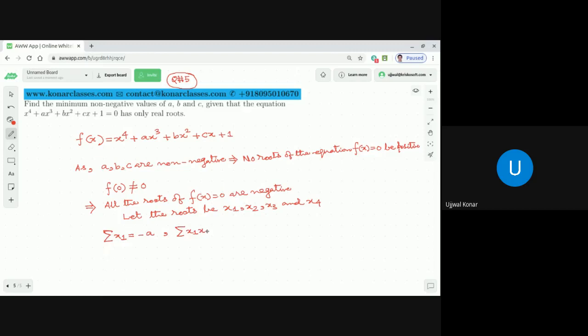And what can we write then? The sum of the products of these roots two at a time should be equal to b, if you remember the relationship between the roots and coefficients. And similarly, the sum of the products taken three at a time should be equal to minus c. Correct, no? And finally, x1 into x2 into x3 into x4 should be equal to 1. Correct, no, dear students?